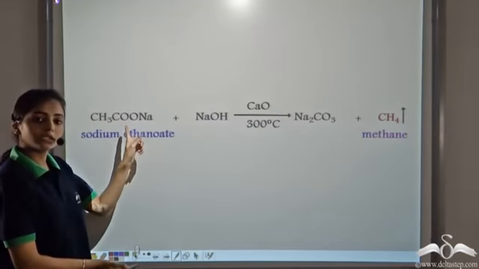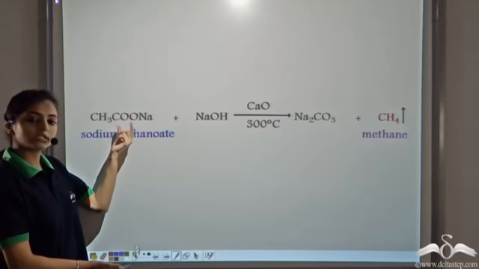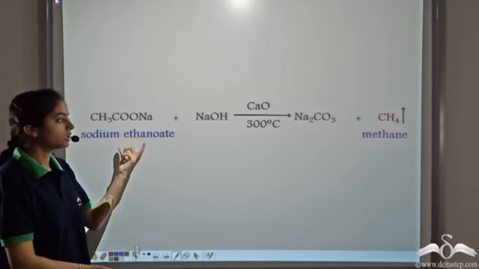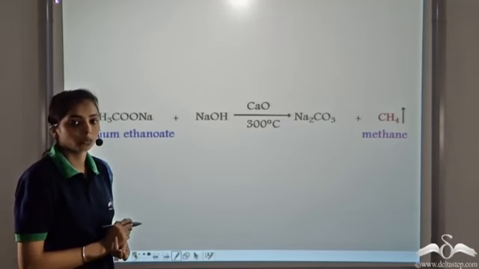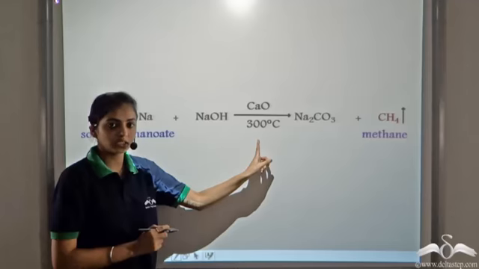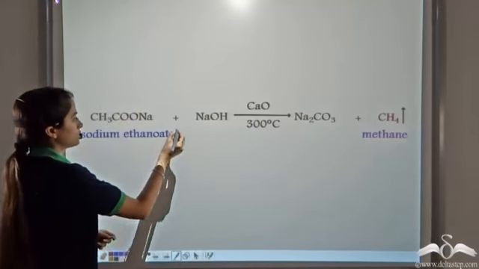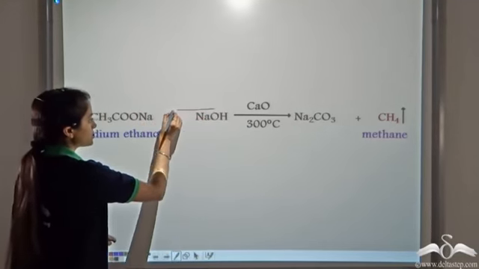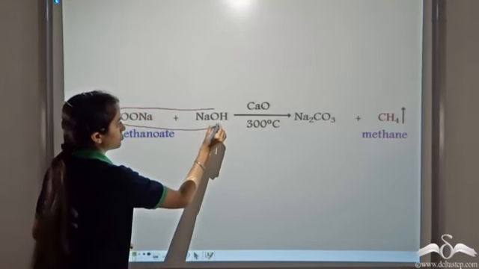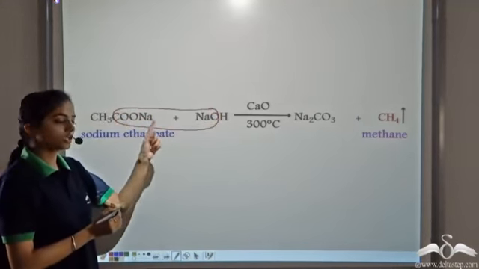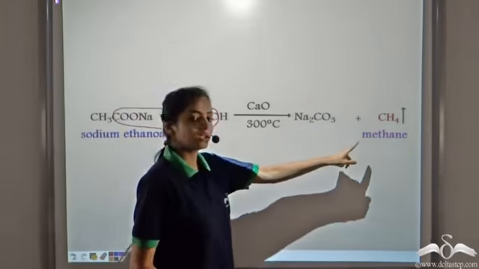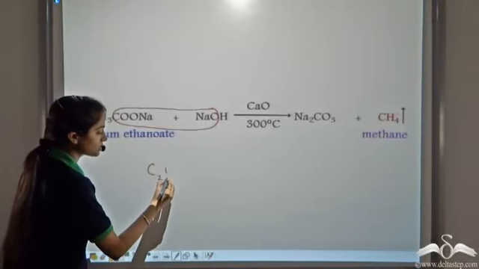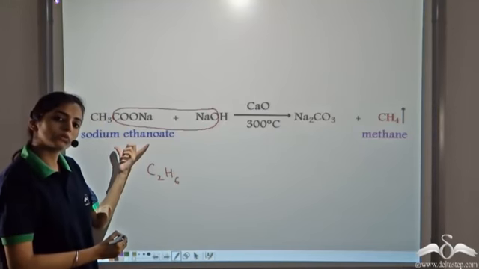We have sodium ethanoate. This substance CH3COONa is known as sodium ethanoate. When we react it with sodium hydroxide in the presence of a catalyst CaO at a temperature of 300 degrees Celsius, it forms Na2CO3. This is how the reaction is taking place. Na2CO3 separates out and it forms the gas CH4. And CH4 is methane. Similarly, if we have to form ethane, which is C2H6, which reagent should we use here?